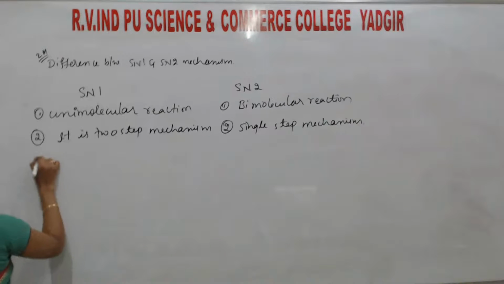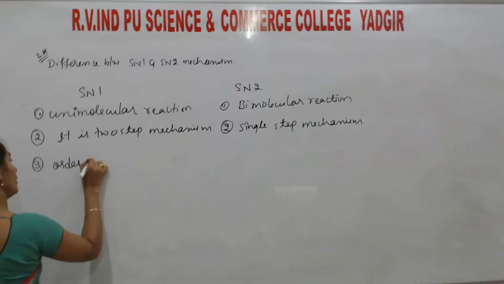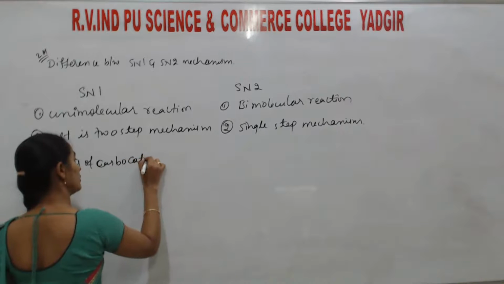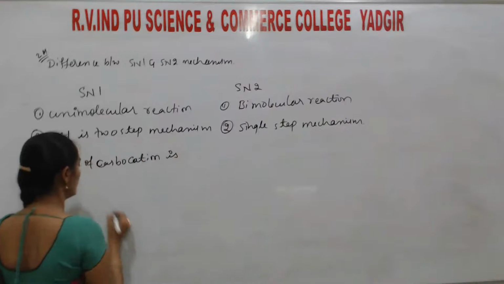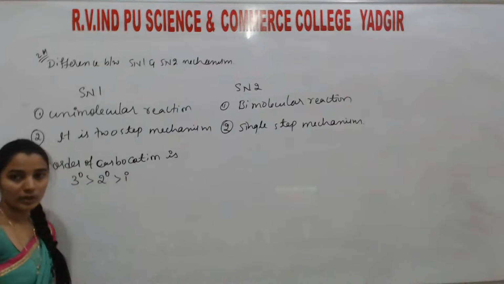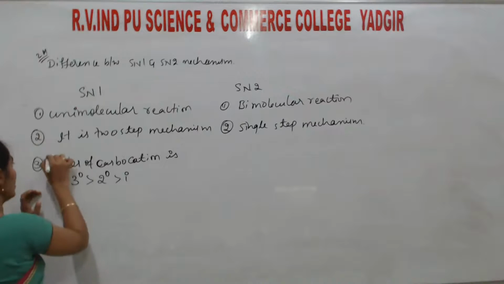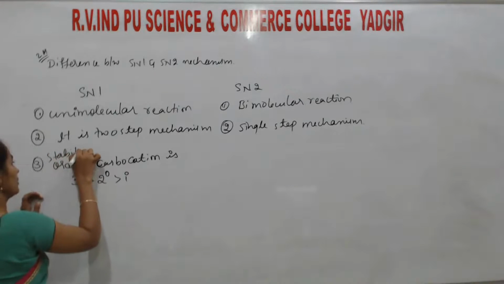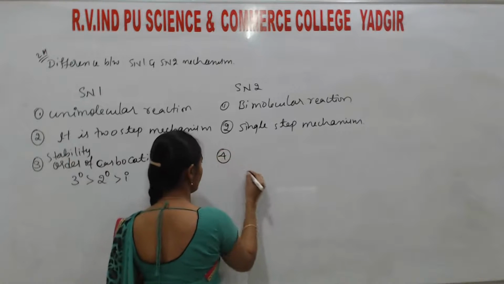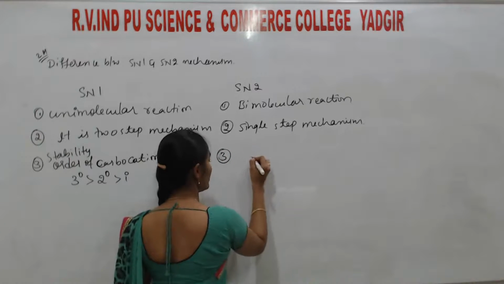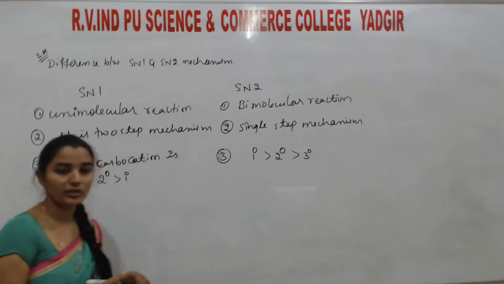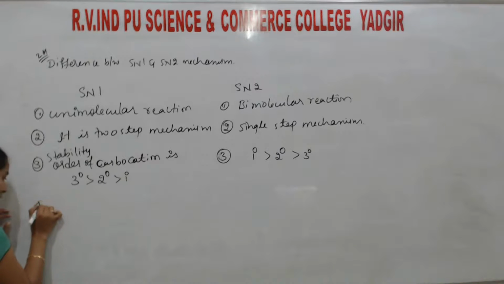Okay, so the order of carbocation is what? Tertiary greater than secondary greater than primary. Instead of that, you take the stability order. Stability order of carbocation. Next. Here it is primary greater than secondary greater than tertiary.